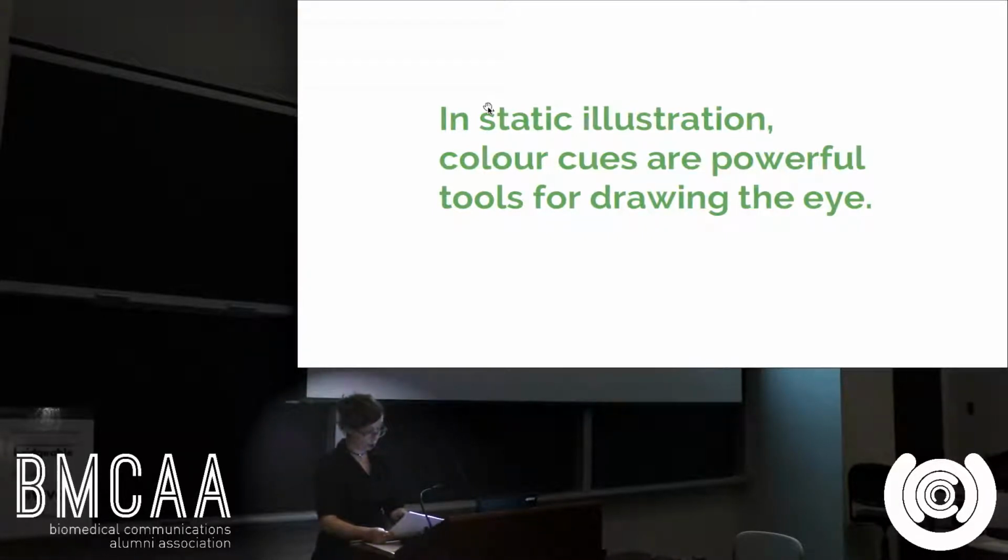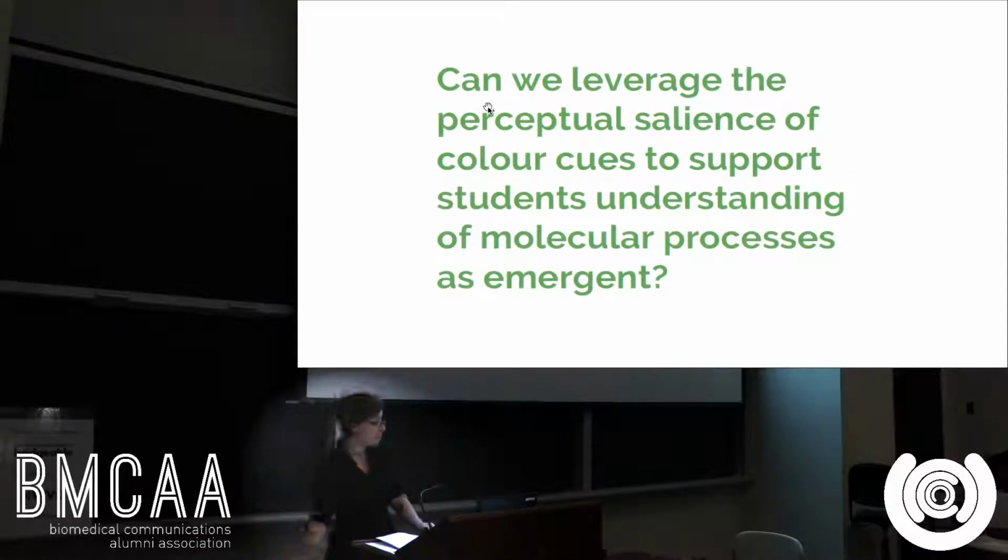Saturated, vivid colors are often processed pre-attentively, so we notice them before we begin consciously processing information. We subconsciously notice them because they tend to have high contrast from their environment. So think of red berries in a green bush. The color makes them more perceptually noticeable. It's because of this that color is a powerful attention cue, and when we deliberately apply it, we can use it to easily align perceptual salience and thematic relevance in a static illustration. So this begs the question: can we leverage the perceptual salience of color cues to support students' understanding of molecular processes as being emergent or random in nature?